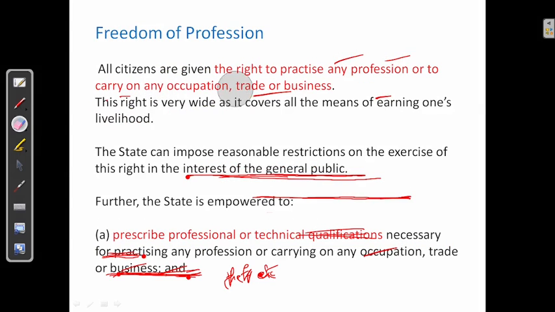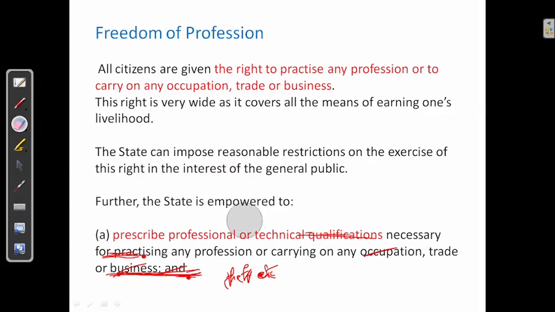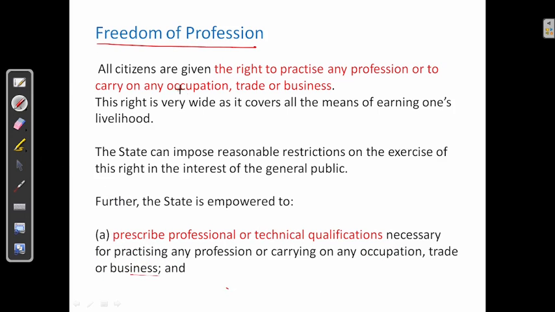Next, freedom of profession. All citizens are given the right to practice any profession or to carry on any occupation, trade or business. This right is very wide as it covers all means of earning one's livelihood. The state can impose reasonable restrictions on the exercise of this right in the interest of the general public.